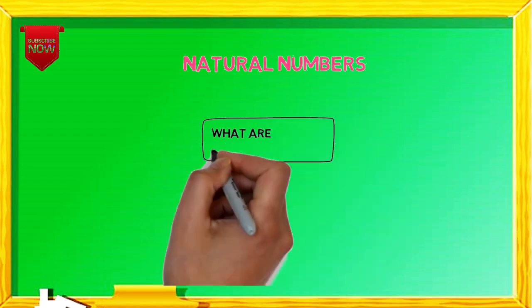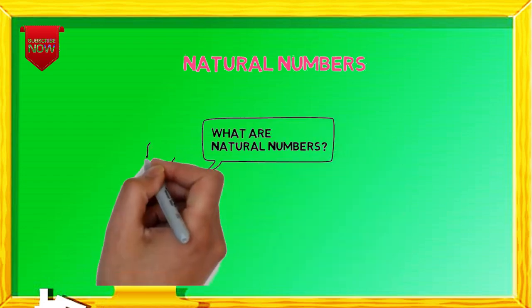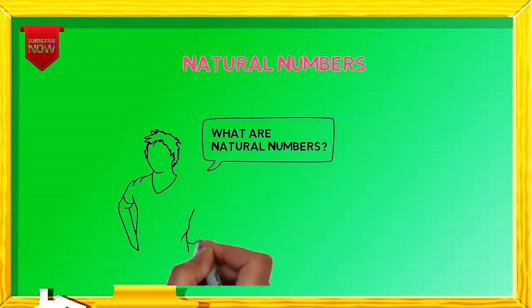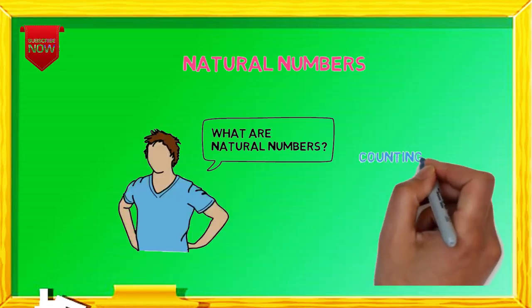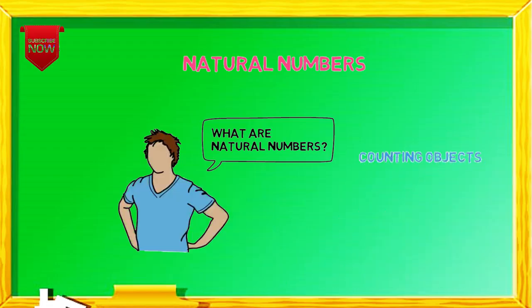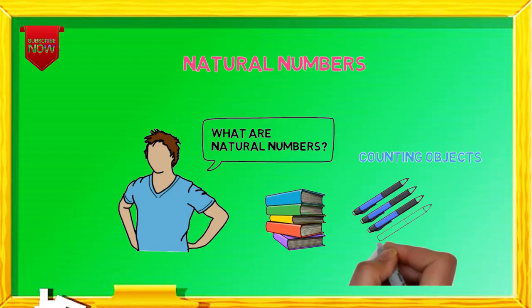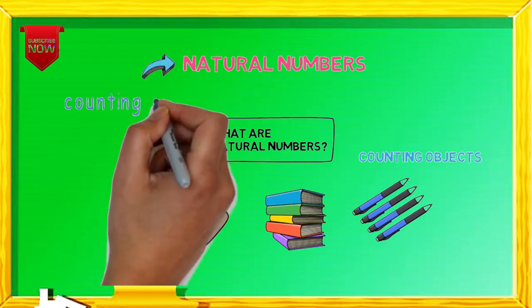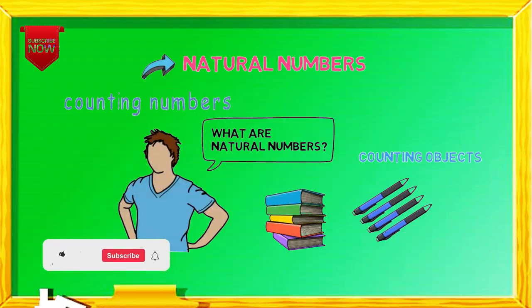In this video, we will see the difference between natural and whole numbers. What are natural numbers? Natural numbers are very natural to humans because they come from counting objects like number of books, pens, etc. Natural numbers are also called counting numbers because they are used for counting.